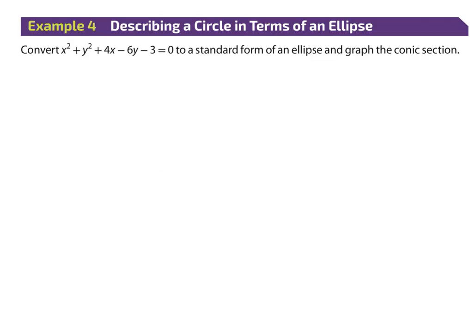I don't think we graphed it earlier. So it says convert this to a standard form of an ellipse and graph the conic section. And when we do this, we're actually going to see that we do have a circle. I don't think we've graphed a circle just yet.